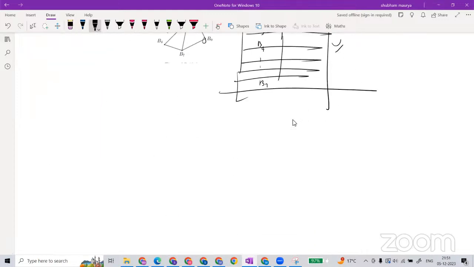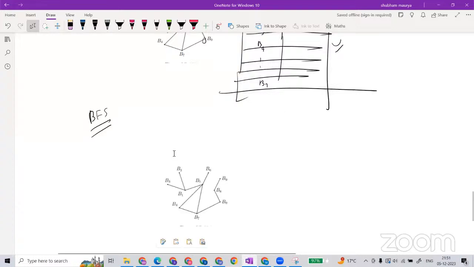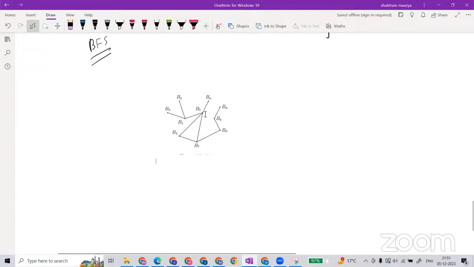Now let's move on to the BFS. What does BFS mean? Breadth first search. What is that? This algorithm is very simple. This is one algorithm.